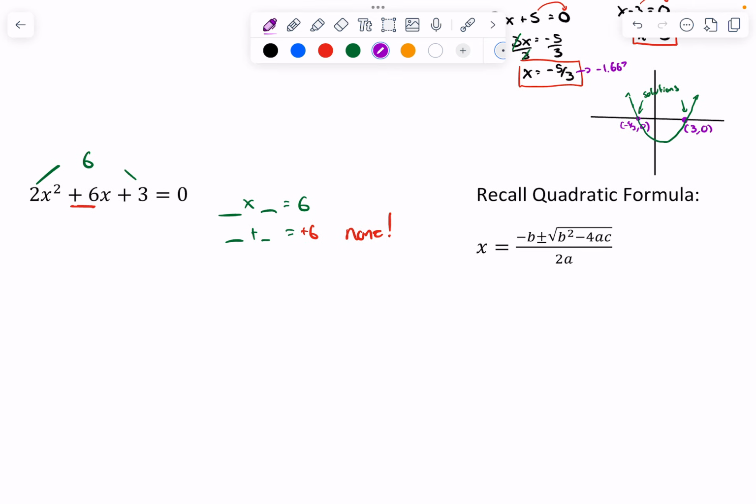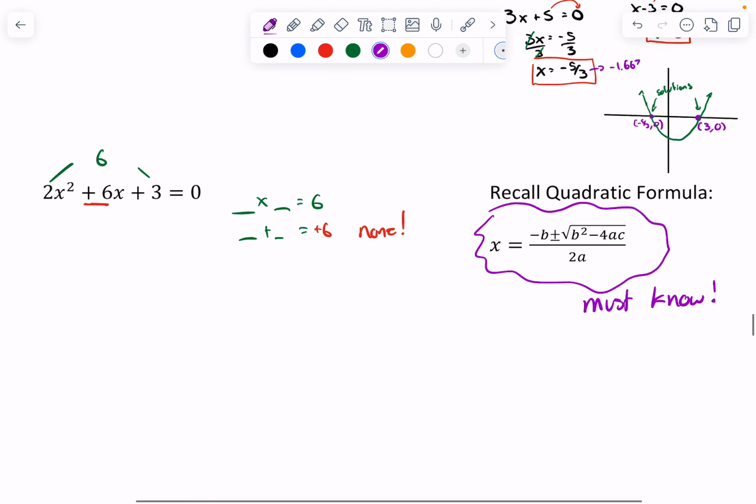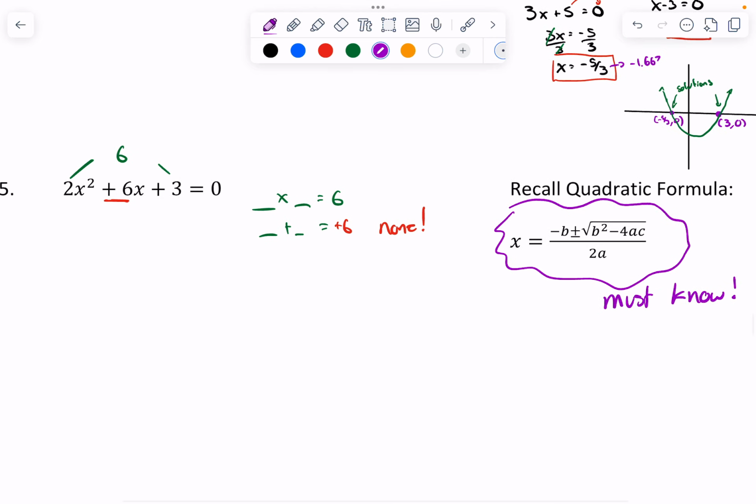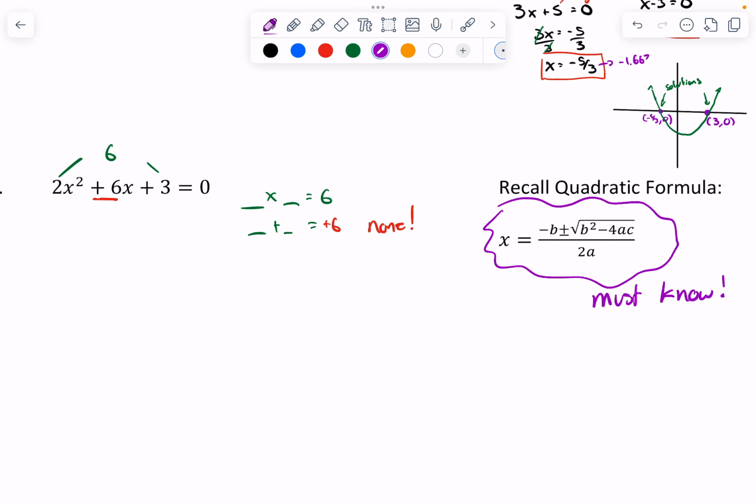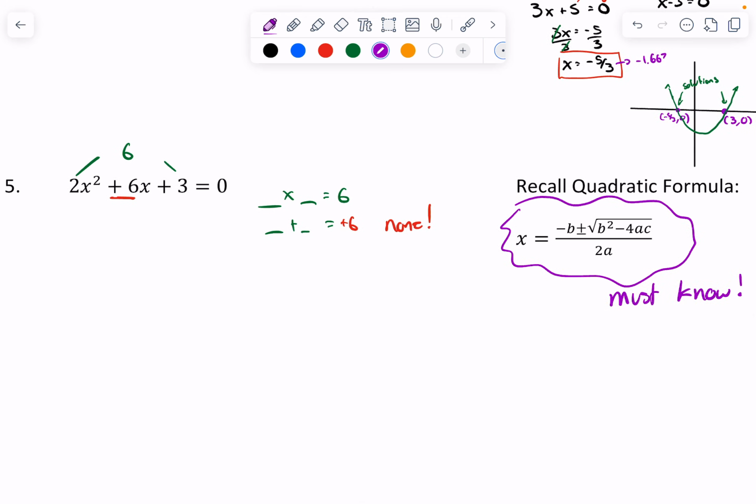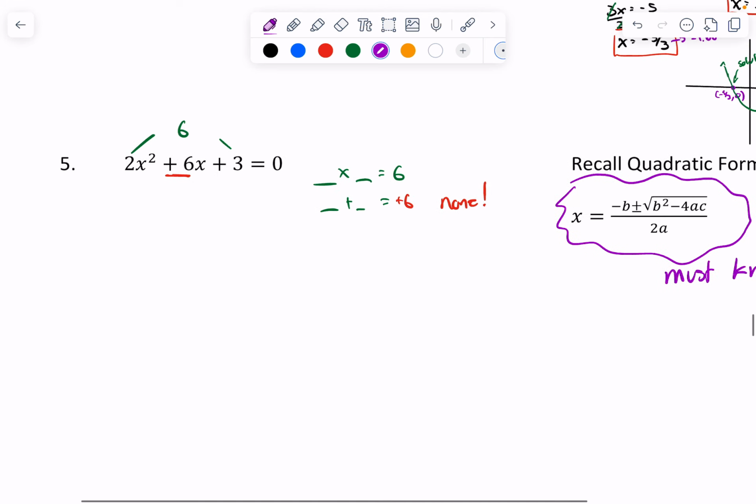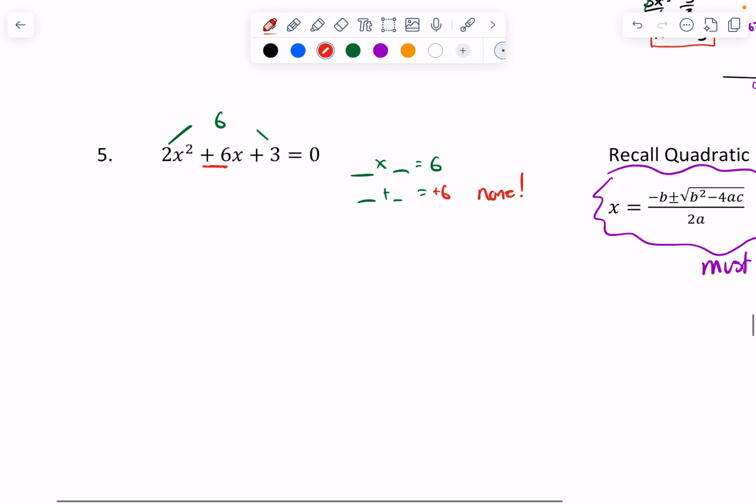And you have to know this. You must know this formula. With practice, it becomes engraved in you. It's like knowing your middle name. You just know the quadratic formula: negative b plus or minus the square root of b squared minus 4ac, all divided by 2a. This is in standard form right here, where this is your a value, this is your b value, and this is your c value.